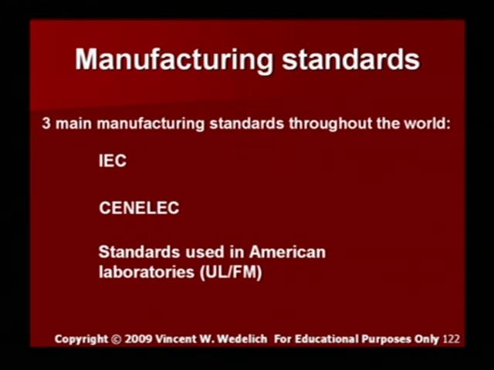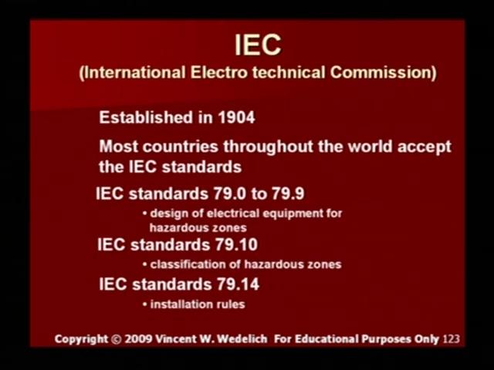Manufacturing standards. There are 3 main manufacturing standards throughout the world. You have IEC, CENELEC, and the UL-FM American laboratories. IEC, International Electrotechnical Commission, established in 1904. Most countries throughout the world accept the IEC standards. IEC standards 60079.0 to 60079.9, design of electrical equipment for hazardous zones. You also have IEC standards 79.10, classification of hazardous zones, and IEC standards 79.14, installation rules.